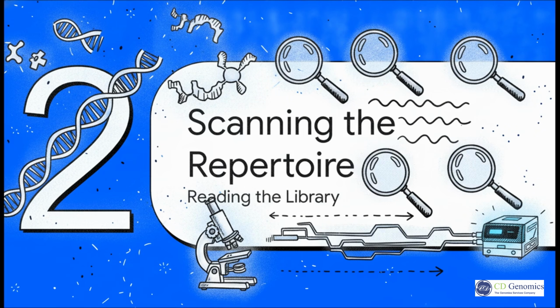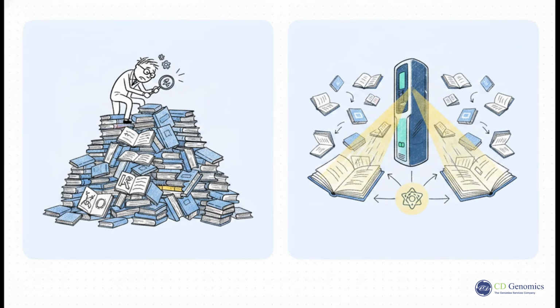Moving right along to Section 2, scanning the repertoire. How we went from reading single books to scanning the entire library. You know, in the past, studying this repertoire relied heavily on traditional strategies. Think spectroscopy typing or Sanger sequencing. You were essentially trying to read a library of millions of books, just one single letter at a time. It was incredibly laborious, it was costly, and to be honest, it was pretty low resolution.